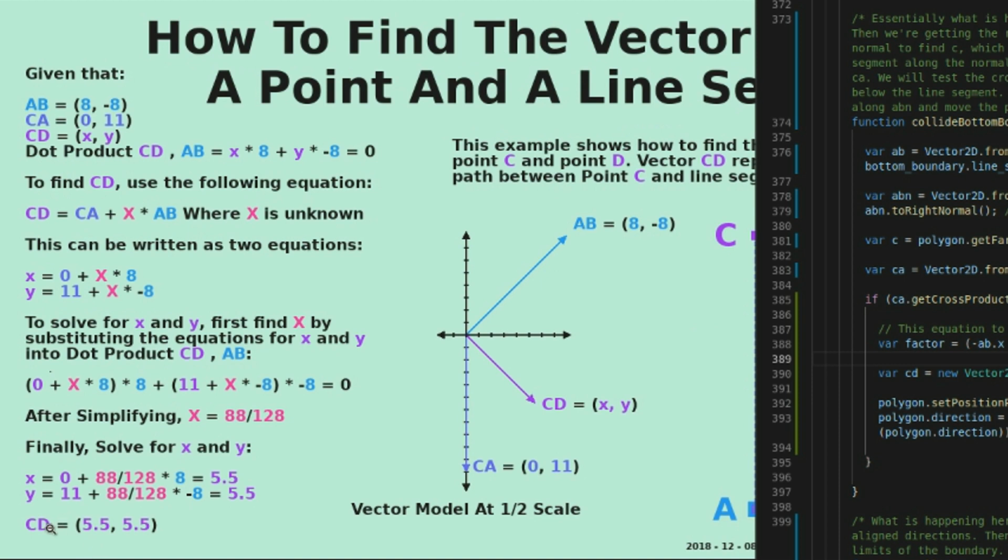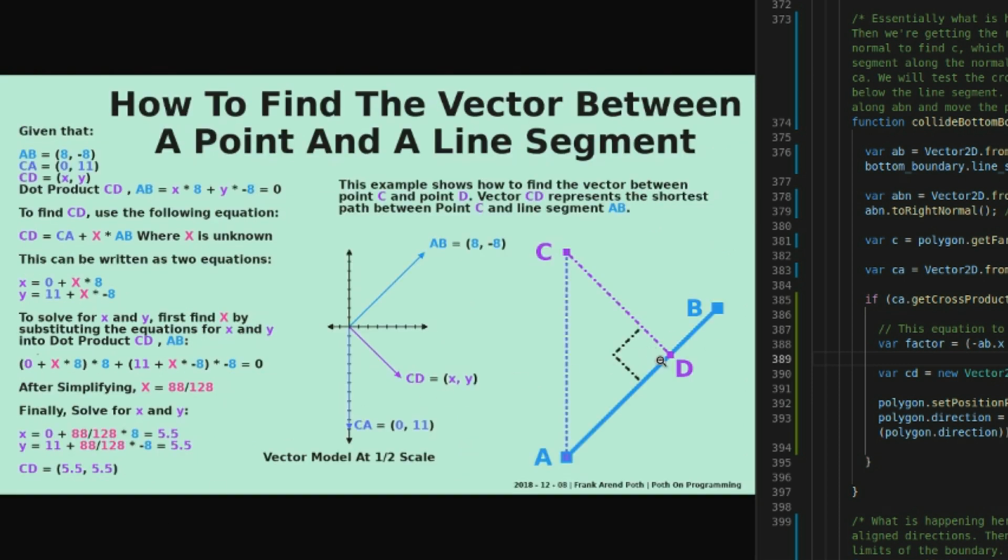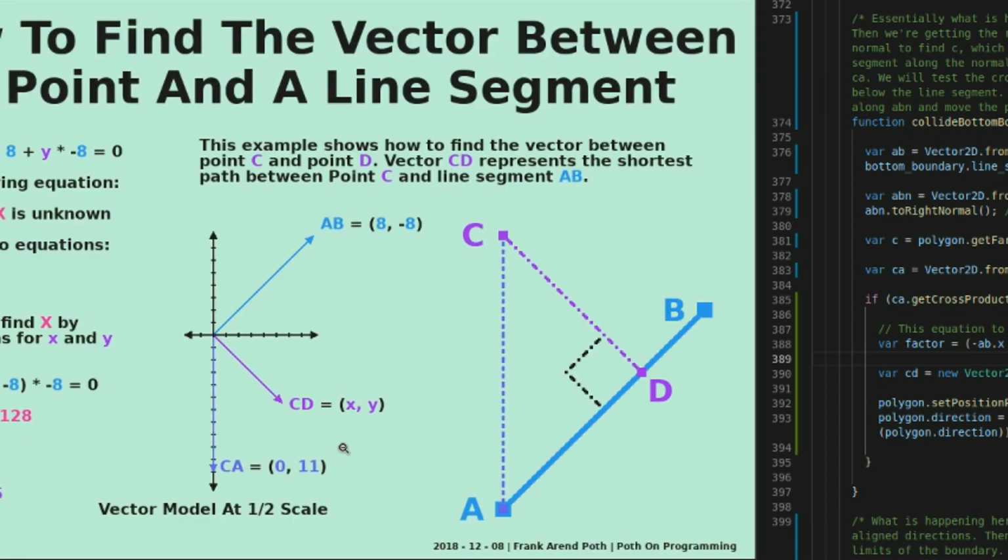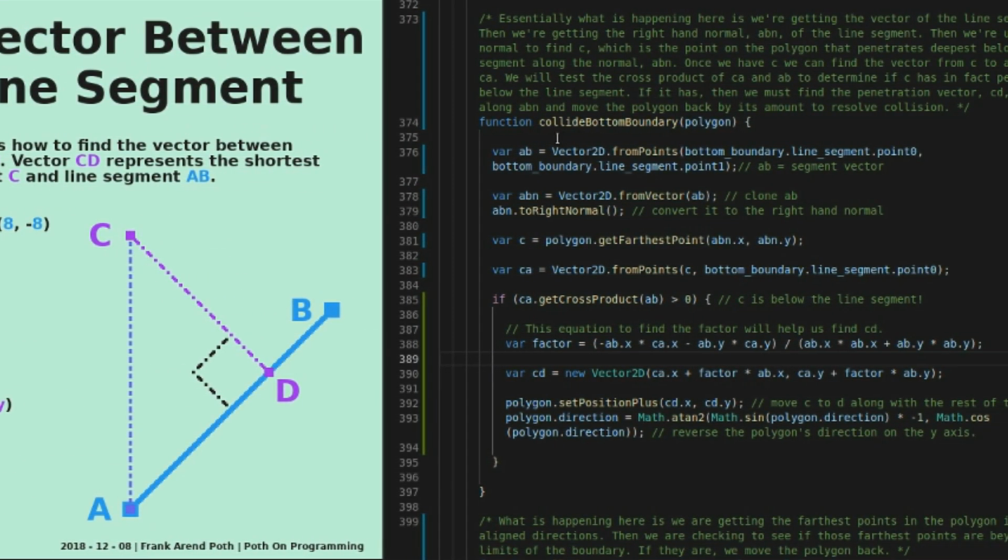So we have now found CD. Now let's take a look at the code that actually does this for us in the program. That's right here. It's a function called collide bottom boundary. It takes a polygon as an argument.